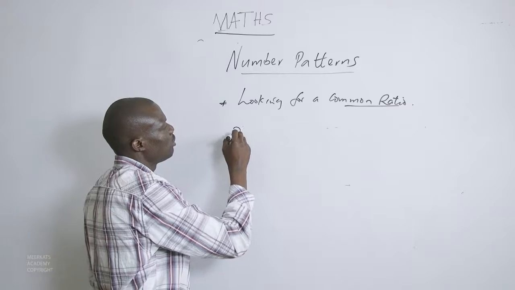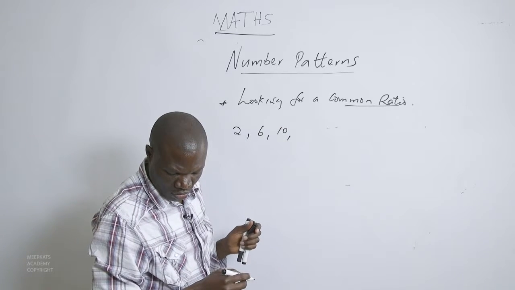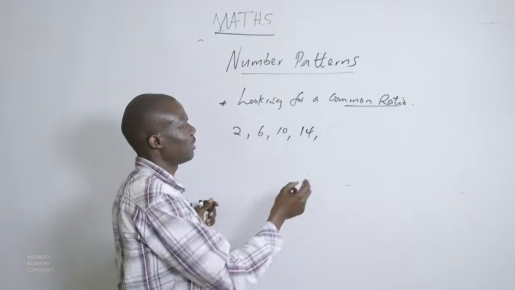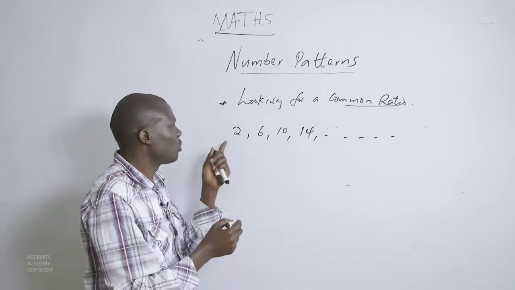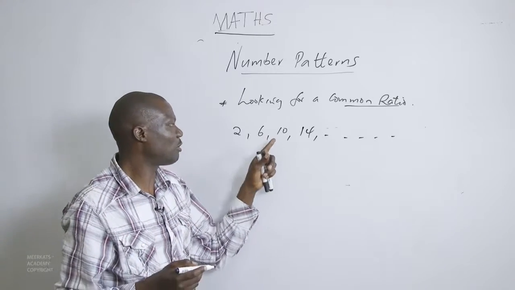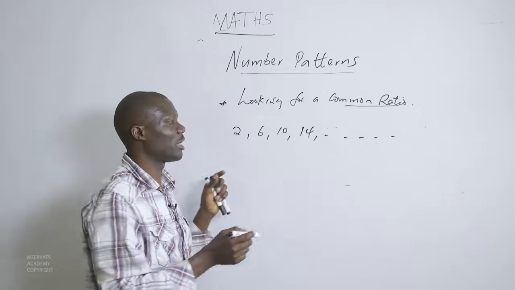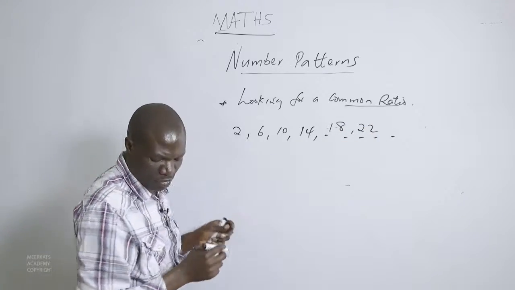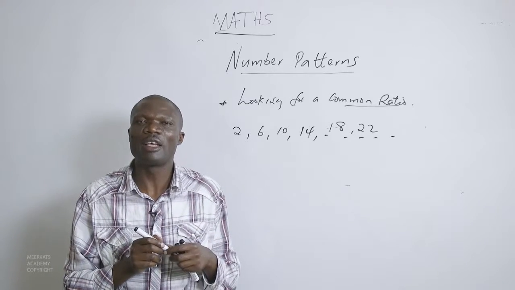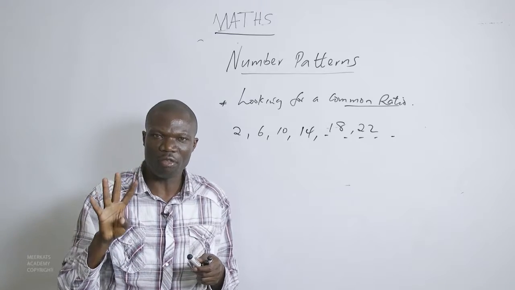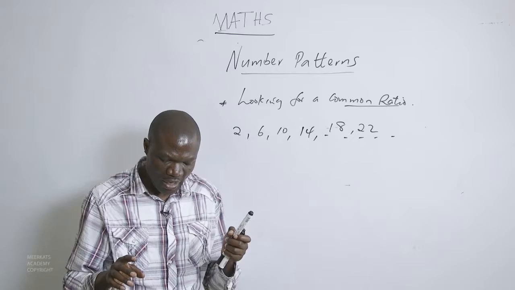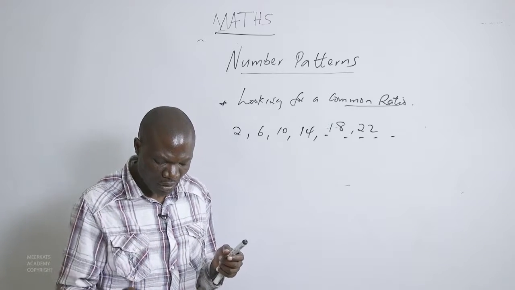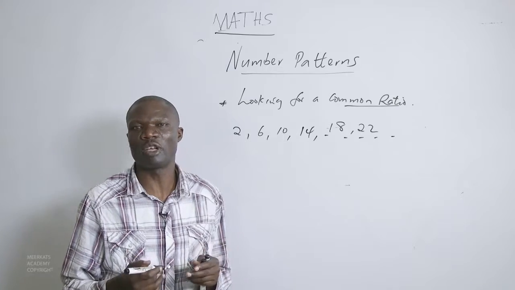For example, if we have 2, 6, 10, 14, right? The next number would be what? So let us see. From 2 to 6, we added 4. Add 4 to 6, 10. Add 4 to 10, 14. So we expect the next number to be 18 and the next one to be 22. What is happening here? For us to obtain the next term, we increase the previous term by 4. So every next term is increasing by the value of 4. This is what I'm calling the common difference.